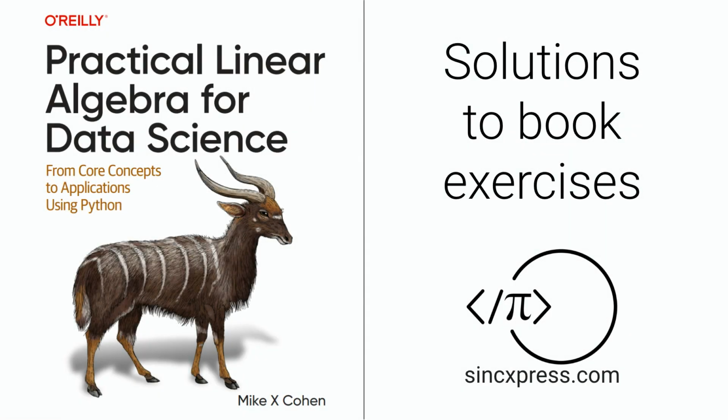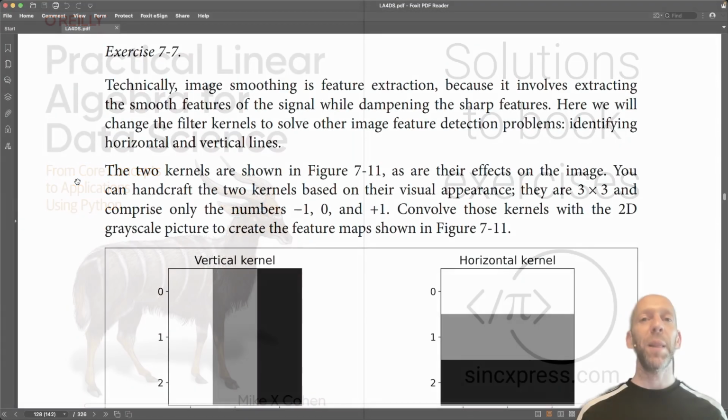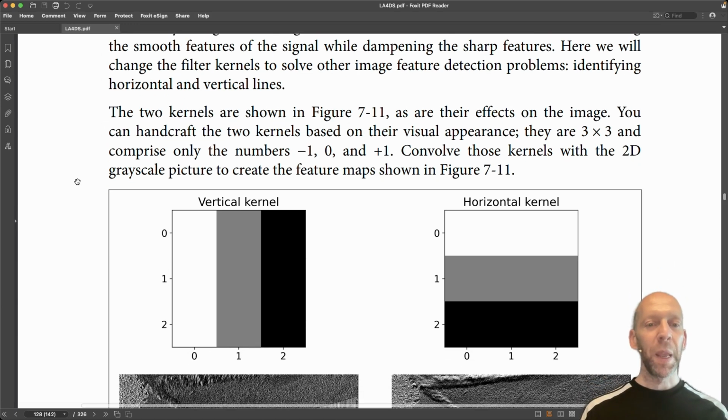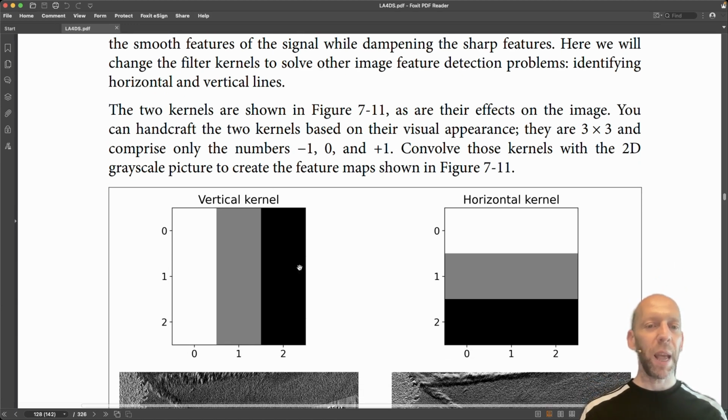This exercise continues along the same lines as the previous few exercises in terms of using image convolution to extract or isolate features from an image. But now we are going to be using a different set of kernels to extract different kinds of features. In particular, we are going to use a vertically oriented kernel and a horizontally oriented kernel.